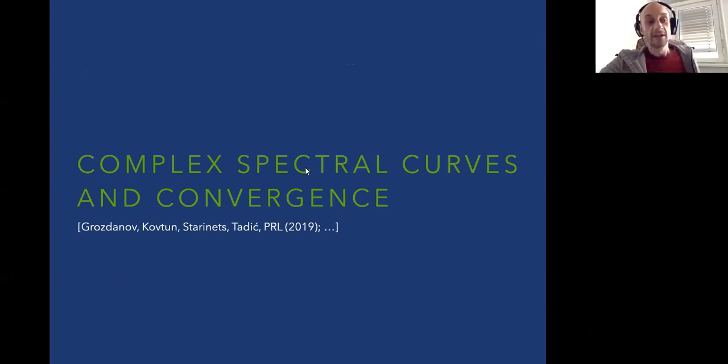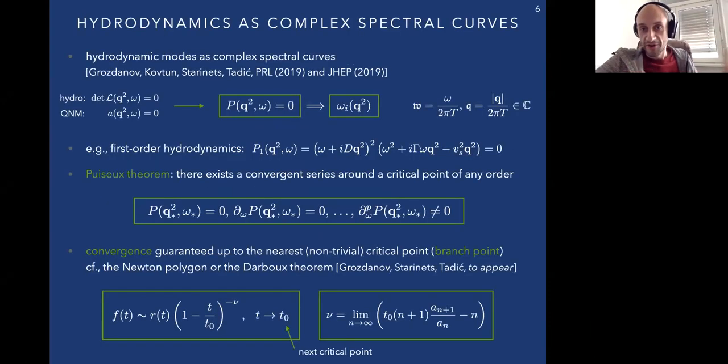All right, very good. So let's start with a brief overview of this business of convergence of the series and the complex spectral curves. What we introduced in this PRL, and then in subsequent papers where this was better understood, was that these hydrodynamic dispersion relations that I introduced here, these ω as a function of q, are best understood in the context of what are called complex spectral curves.